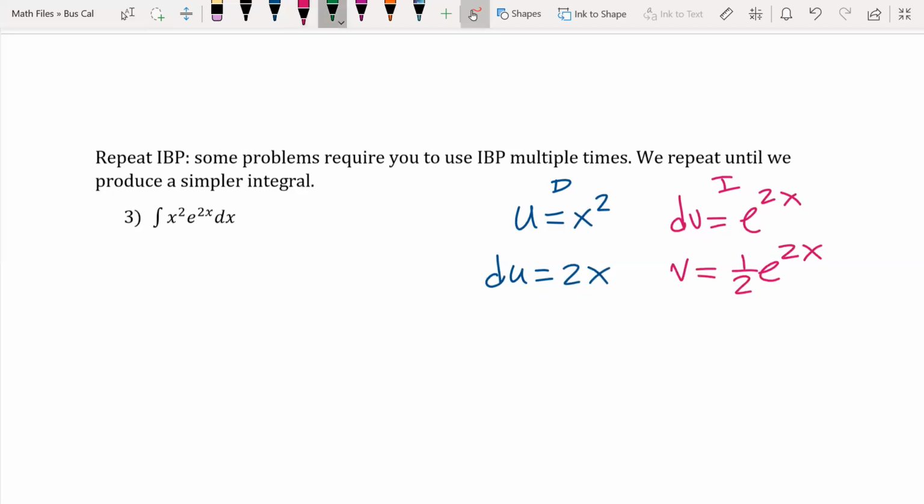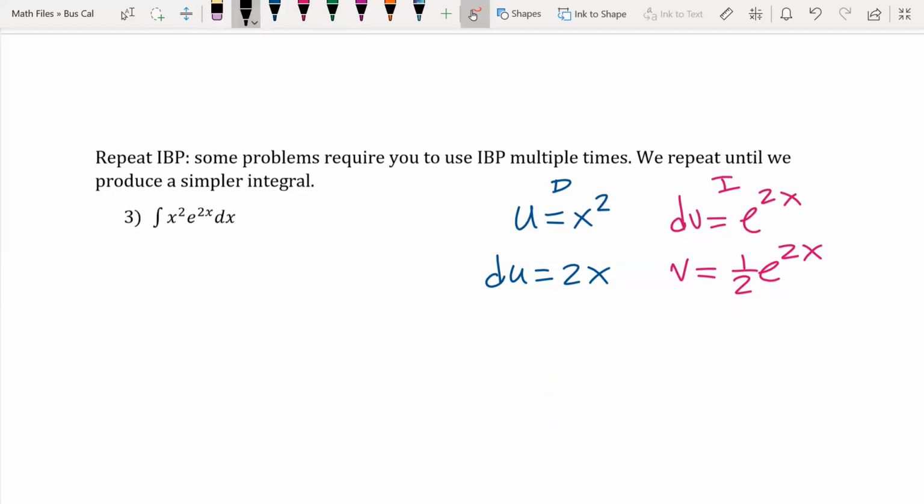Okay, and again, if you're wondering where that antiderivative comes from, if you look at your notes, there's an integral of e to the ax, which has the antiderivative 1/a e to the ax. So that's where I'm getting it from. It's in the formulas we've learned in the previous sections.